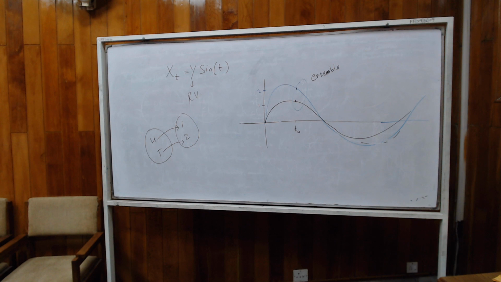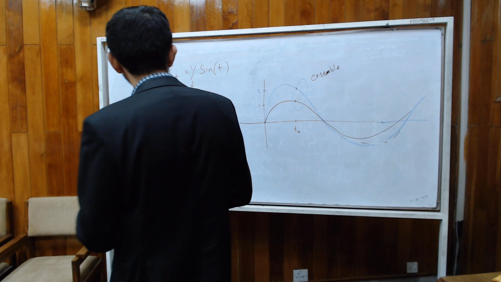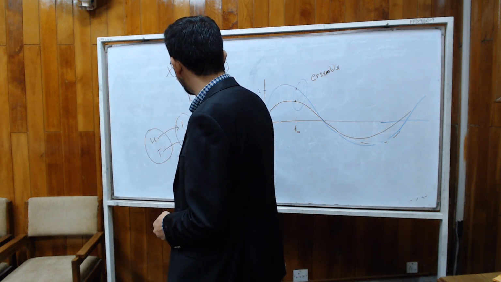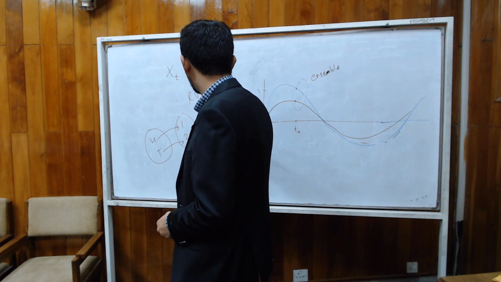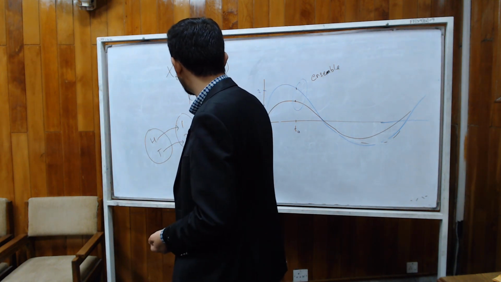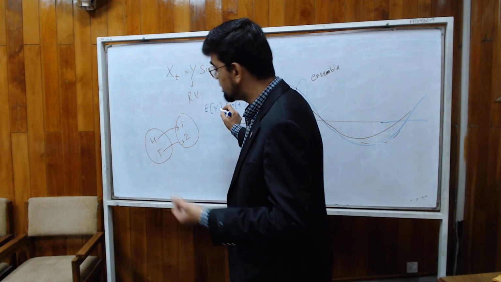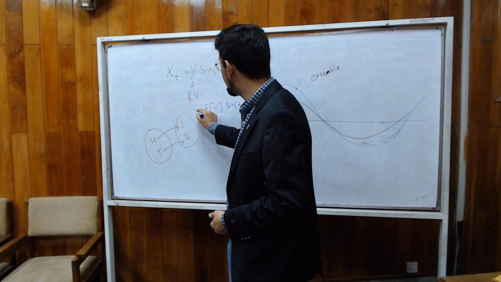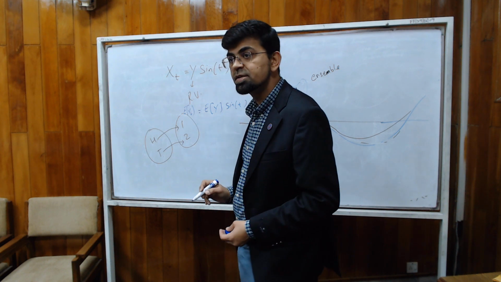Is the mean a function of time or a constant? The mean is a function of time. What's the mean? The mean is 3/2 sin t. So you also found the mean value here. Even if you don't calculate it, for the general case we can see that it's going to be E[Y] sin t. We can see that E[X_t] is actually E[Y sin t].